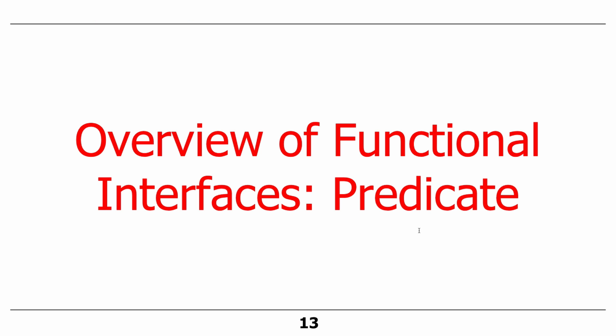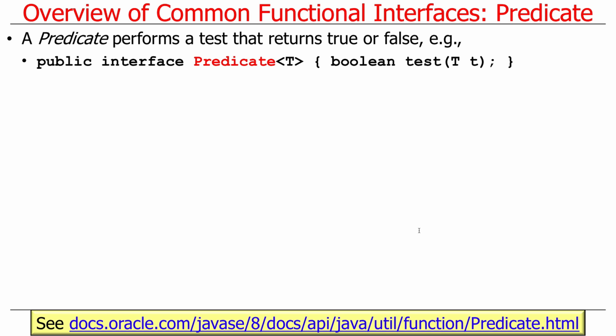OK. So let's start with a really simple functional interface. This is the most basic one. It's called predicate. And a predicate is simply a piece of code, a computation that performs a test that returns true or false. So it's a predicate. And here's the functional interface for predicate. You can see it has a single method. That method is abstract. And the reason we know it's abstract is because it doesn't say static. So it's an abstract method by default.